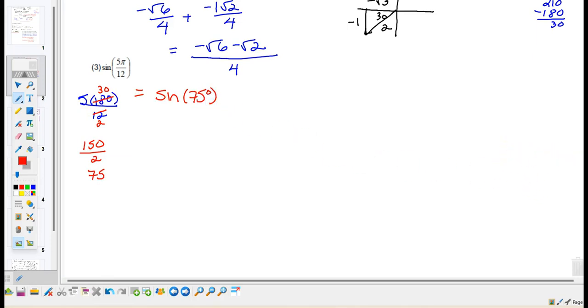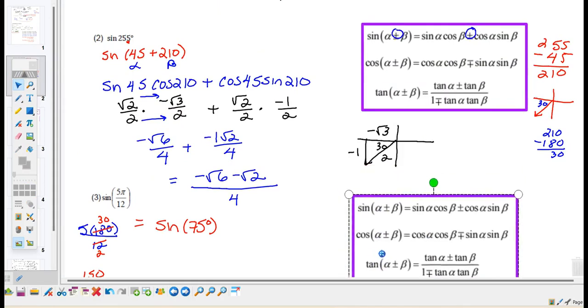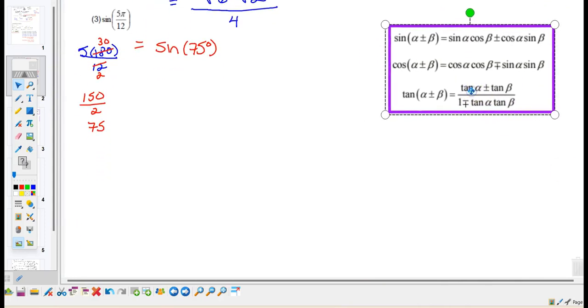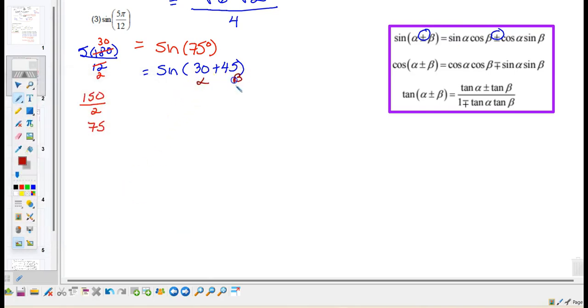Uh-oh, where'd my identities go? So what two angles will add or subtract to 75? I'm going to pick 30 plus 45. So with sine, here's my adding, going to adding on this side. Here's alpha, here's beta.